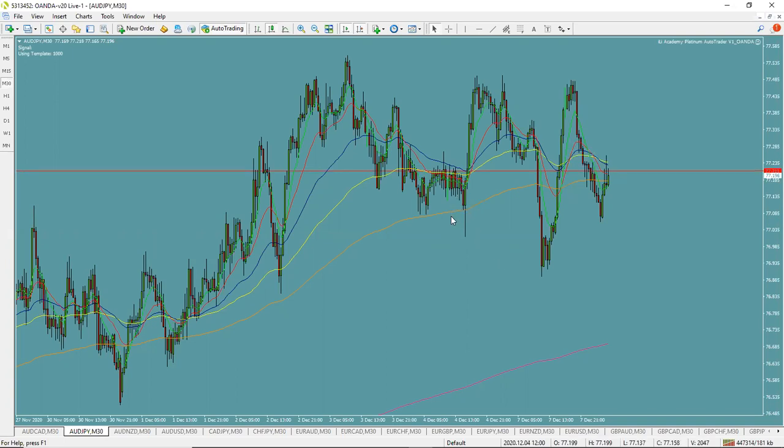Previous to that, on the 4th, we got another move down below the 200. We could have bought on the 50 or the 100 here, the 100 in yellow, the 50 in blue. We could have bought there, and within a couple of hours, we've got a profitable trade.